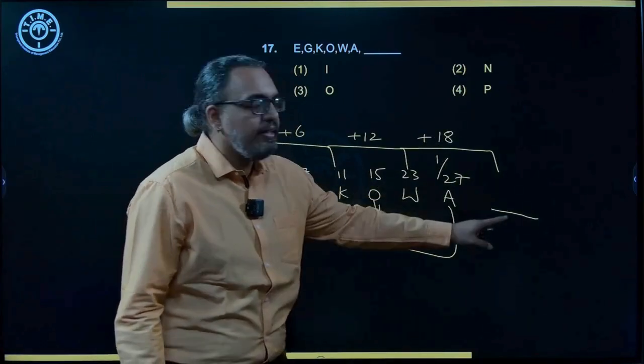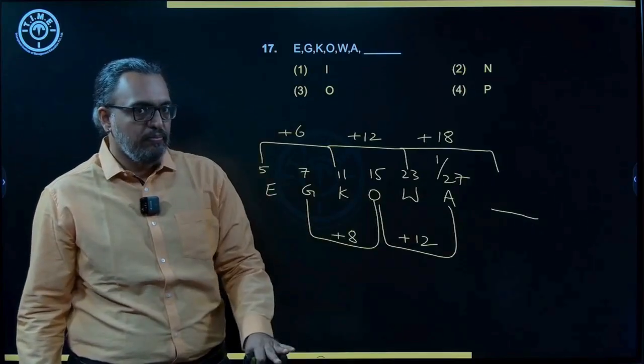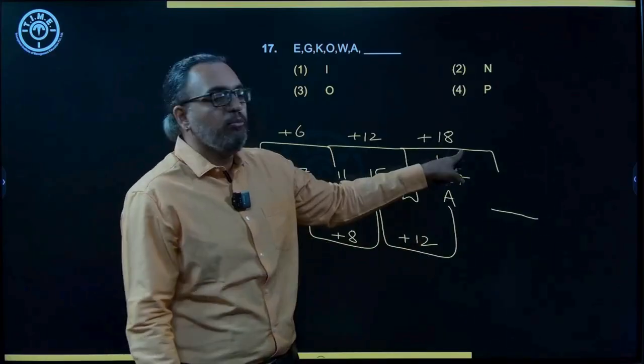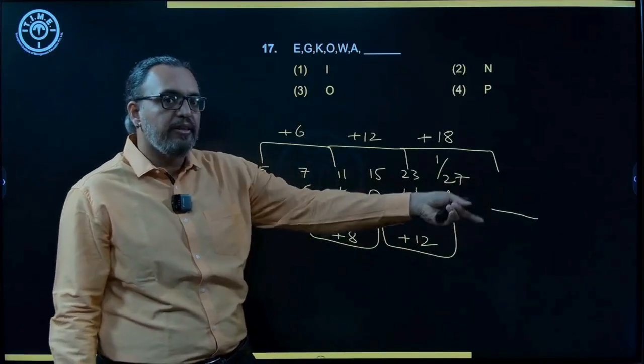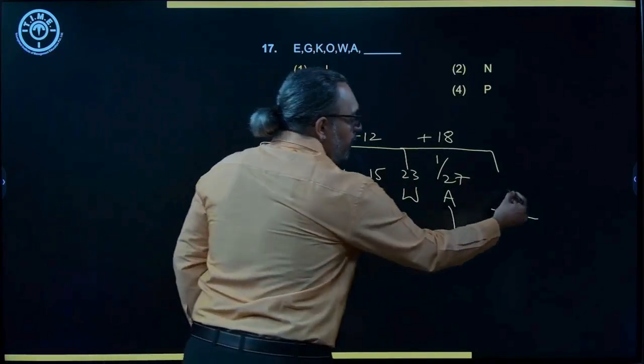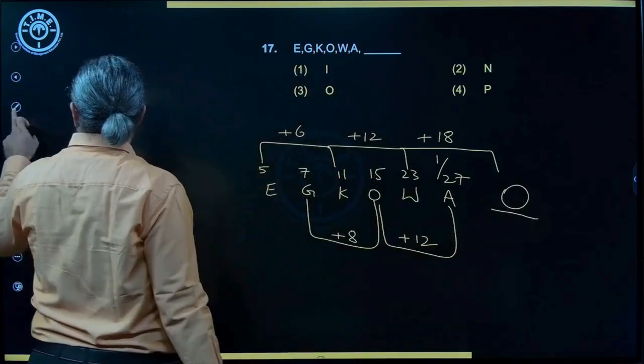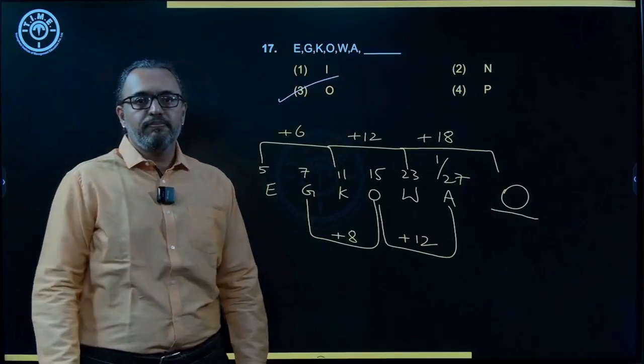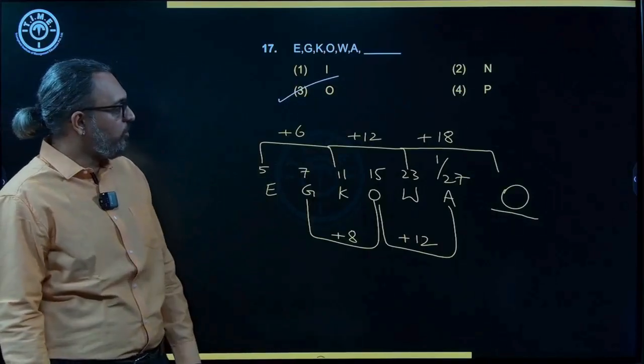Means after 23 you are adding 3 more. That gives you 26, and after that 26 you are adding 15 more because total is 18. So 15th alphabet is what? O. And I do have an answer O available. You select third option. Correct?